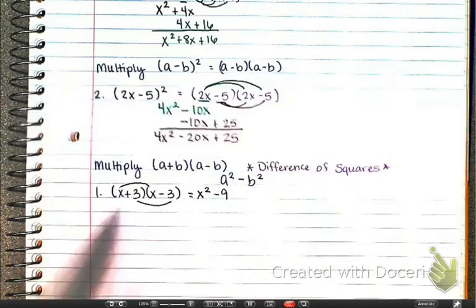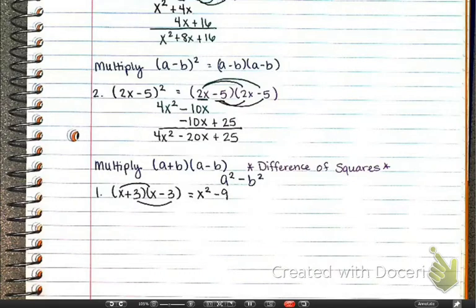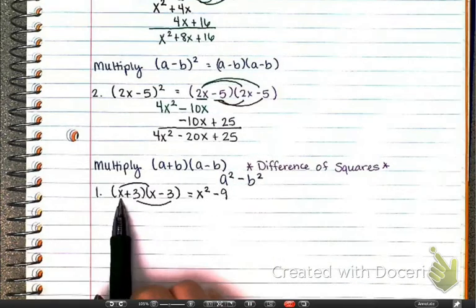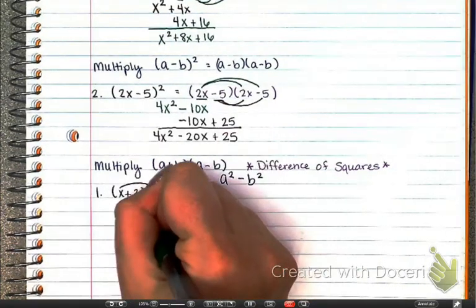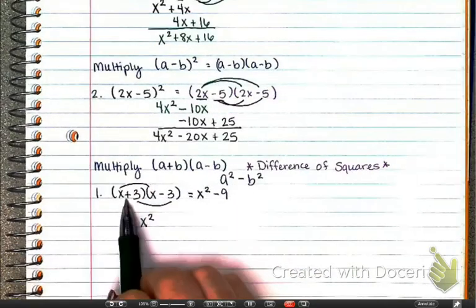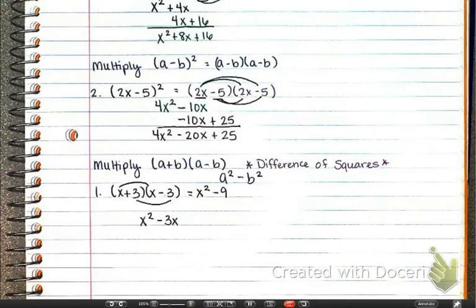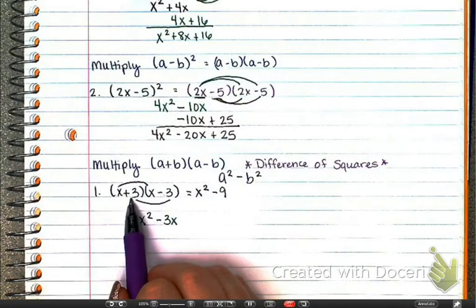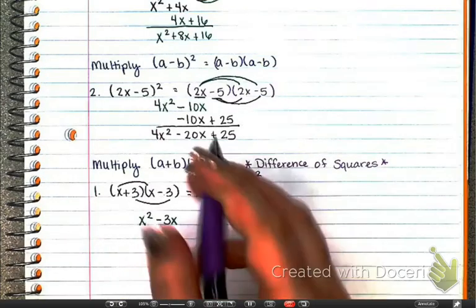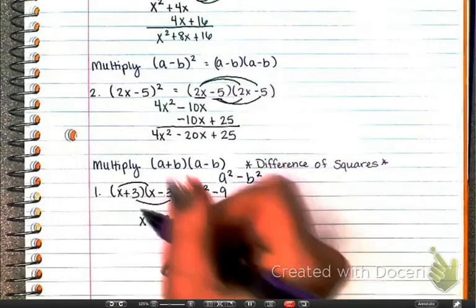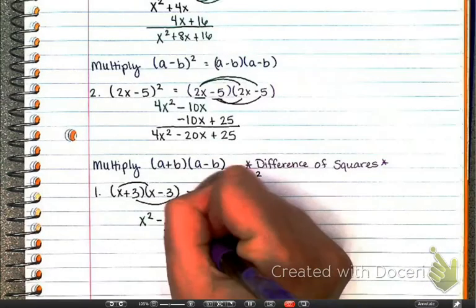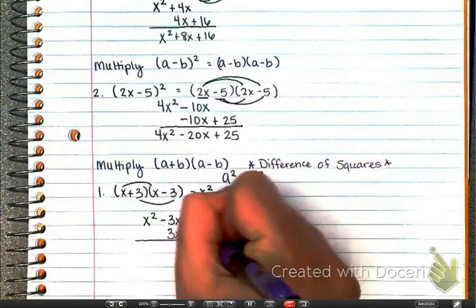If I distribute like normal, so pretend I didn't know the rule and I'm just distributing. X times x is x squared, right? X times negative 3 is negative 3x. You with me? Now let's do the second term. 3 times x is positive 3x. 3 times negative 3 is negative 9.